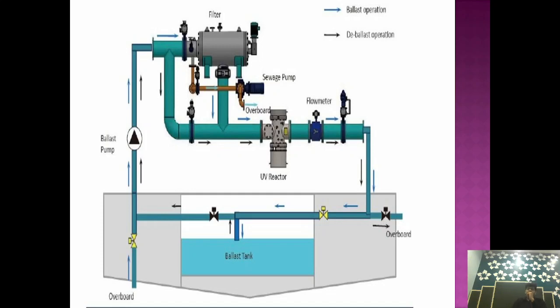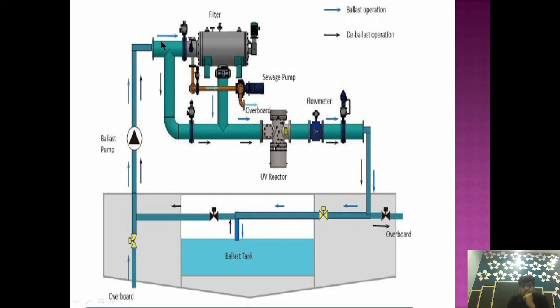Now, this is how an ultraviolet radiation system looks like. As you can see, this is the ballast tank, this is the ballast pump. So first, when we are taking ballast from overboard, water is coming from here, is passed through the filter, and then goes through the ultraviolet reactor, and then through here it is going to the tank. Now when we are deballasting, we are taking suction from here.